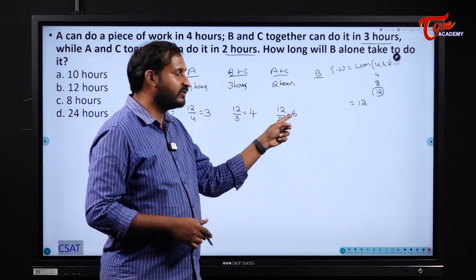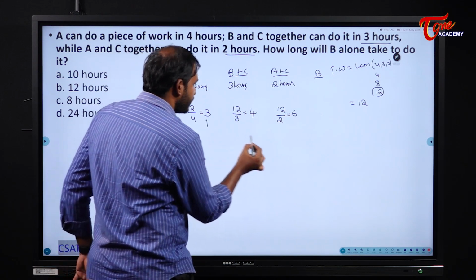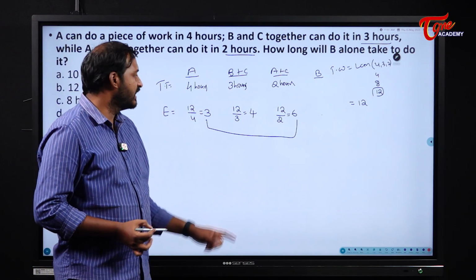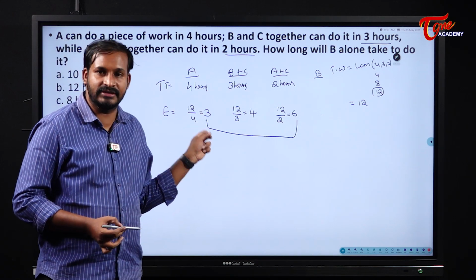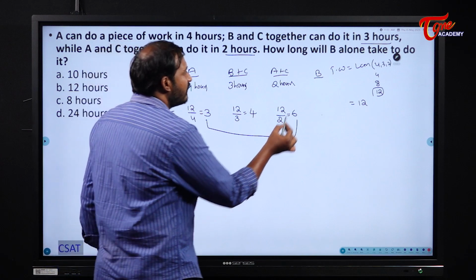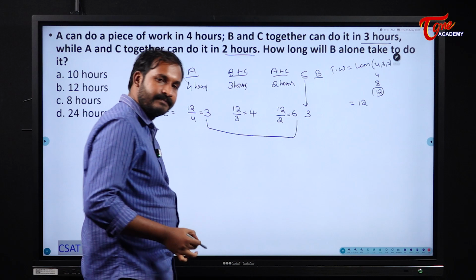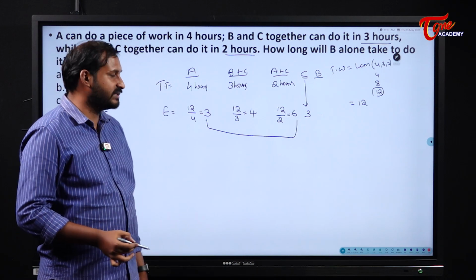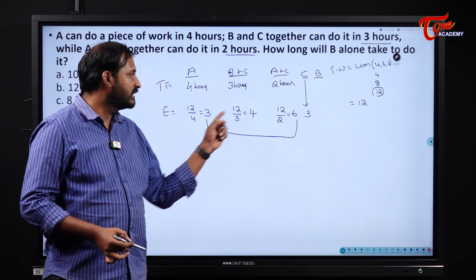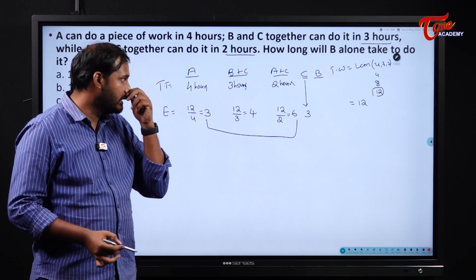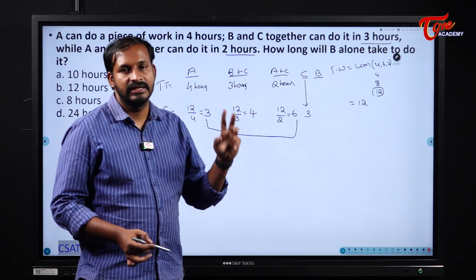Please see here, A and C together efficiency is how much? 6. And A's alone efficiency is how much? 3. Now from this, what is the efficiency of C? The efficiency of C becomes 3. Why? Because A and C together efficiency is 6 and A's alone efficiency is 3. That means C's efficiency also becomes 3.